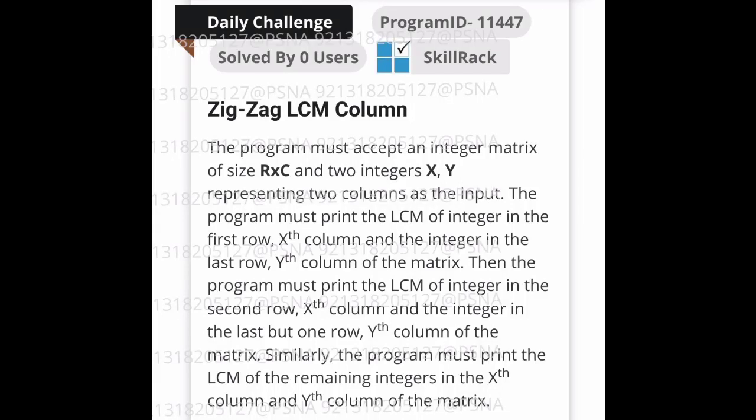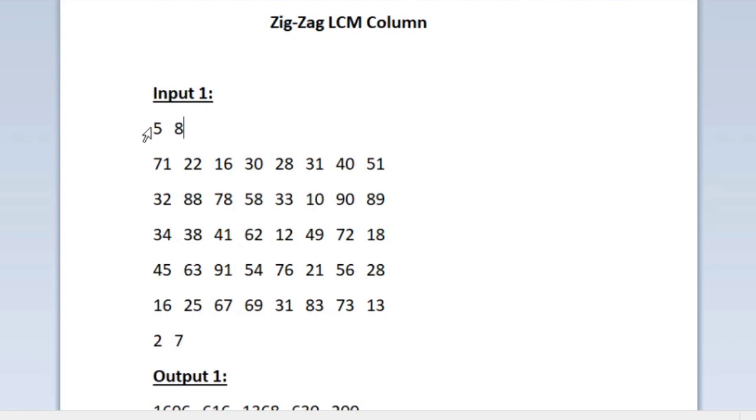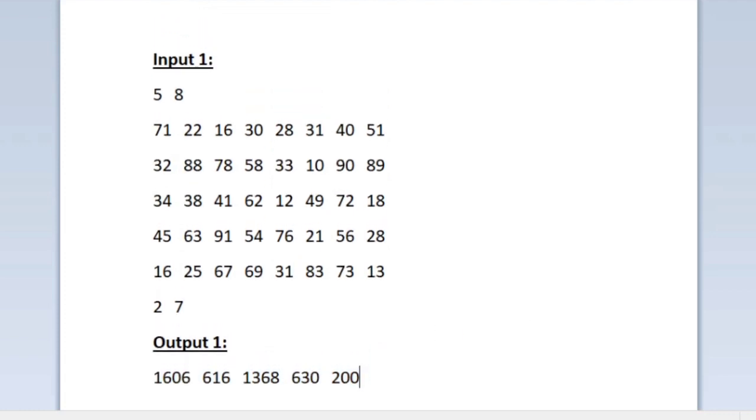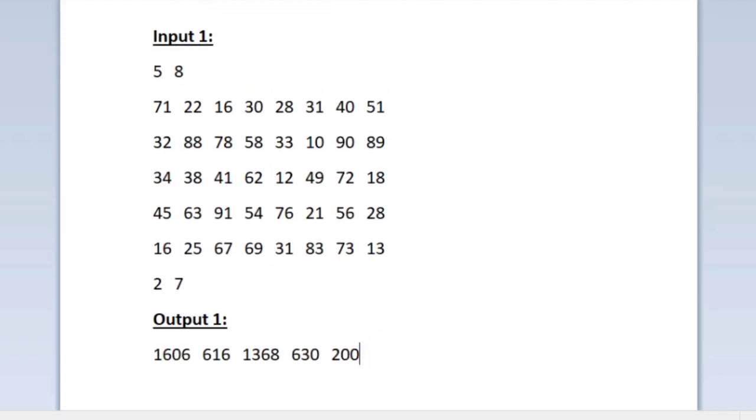This is the question asked in today's SkillTrack daily challenge. In the first line we are given the values of R and C, and after that we are given an R cross C matrix as input, and after that we are given the values of the integers X and Y as input, and our output contains R integers. Here the value of R is equal to 5, so totally there are 5 integers in our output.